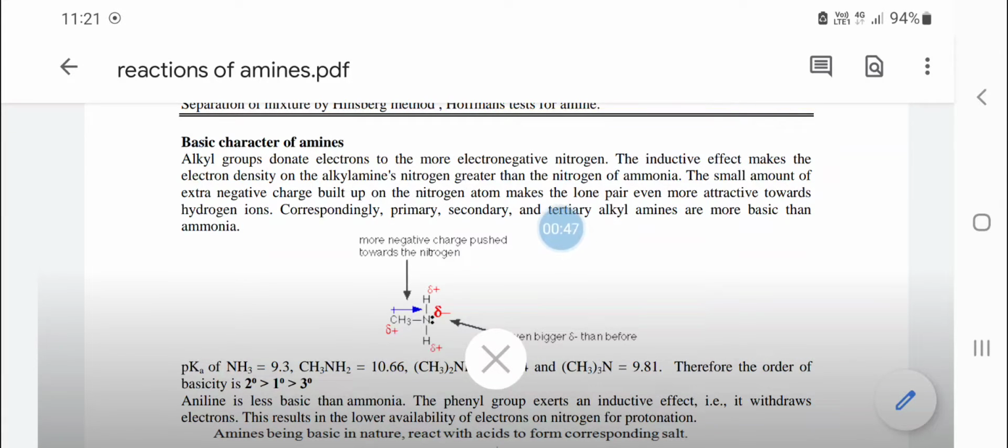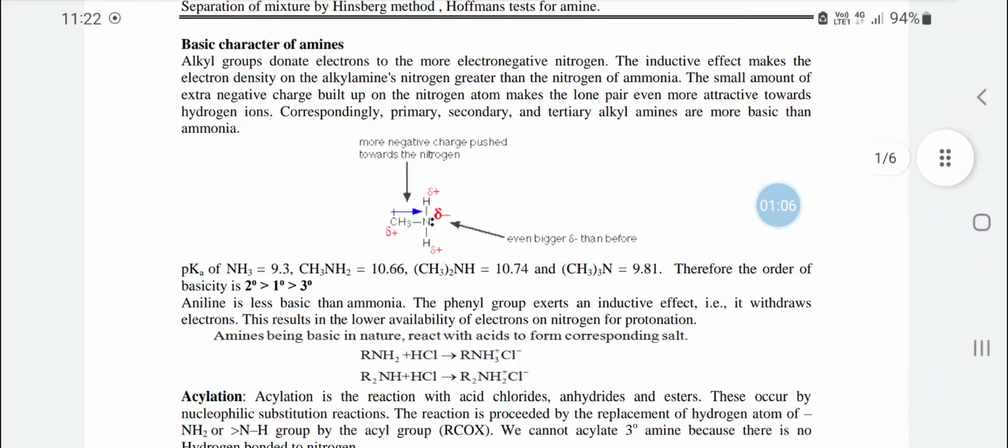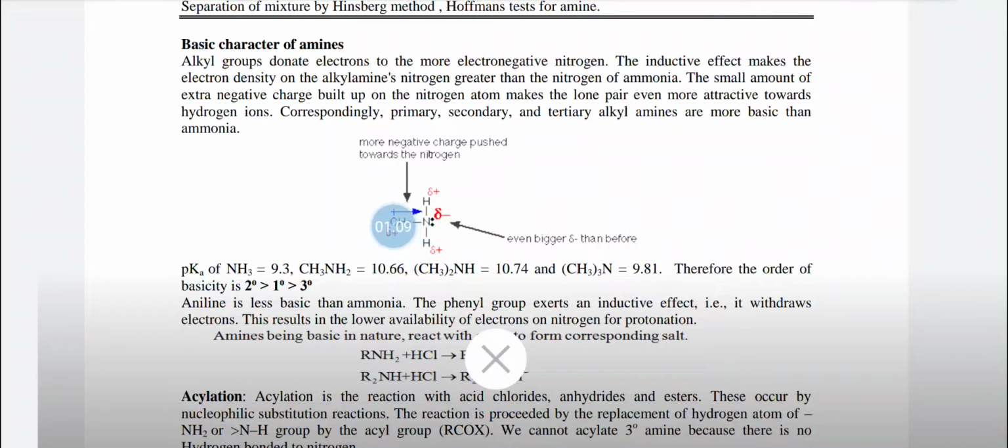attract the H plus or any positive ions, since the electron density in the nitrogen atom will be increased due to the inductive effect of the groups attached to the nitrogen atom. So all the amines are more basic than ammonia. It is clear that with CH3 groups attached to the nitrogen atom, due to the inductive effect, the electron density of nitrogen will be increased. So it can be represented by delta minus, and which will have more basicity.